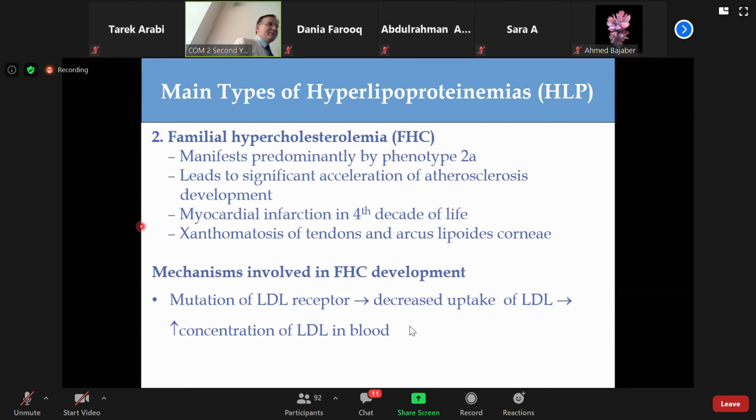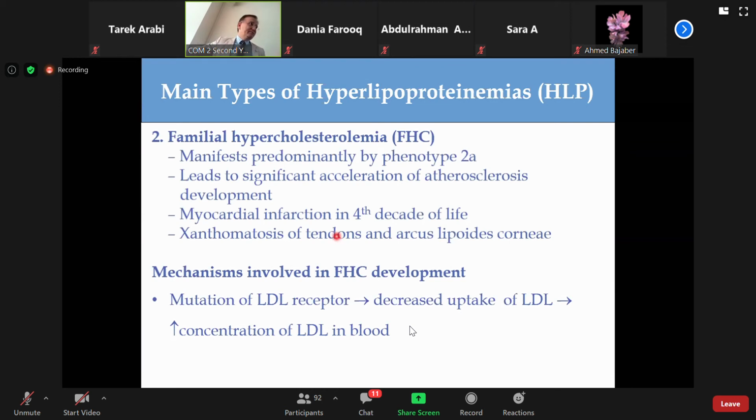Now we move on to familial hypercholesterolemia, which I just indicated. I told you before, what's familial hypercholesterolemia? It's associated with the LDL receptor being mutated. When there's a mutation of the LDL receptor, this will lead to decreased uptake of LDL and increased concentration of LDL cholesterol. The incidence is 1 in every 500.